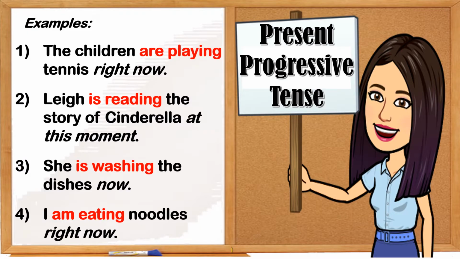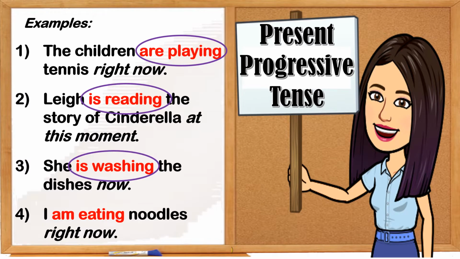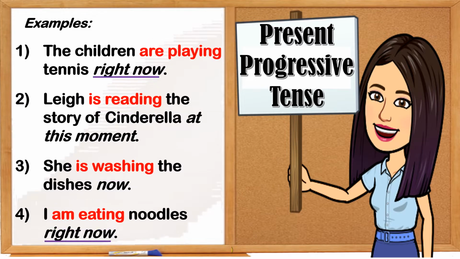The verb phrases are playing, is reading, is washing, and am eating are in the present progressive tense. The expressions right now, at this moment, and now are used to indicate present time.